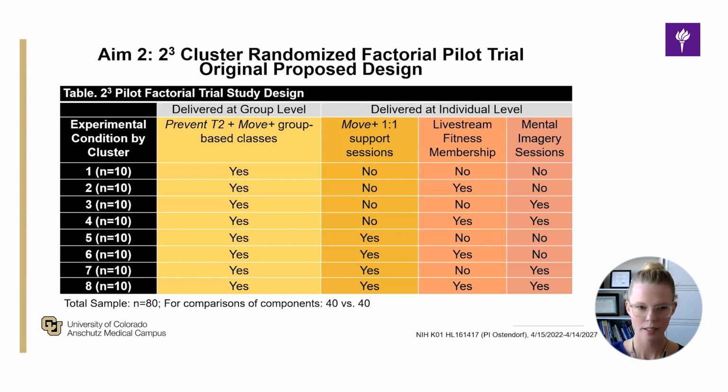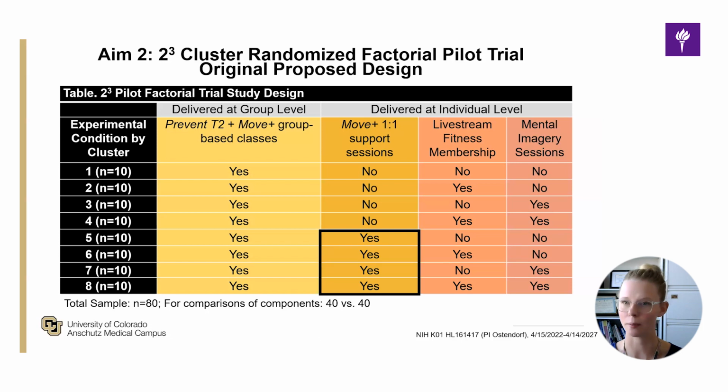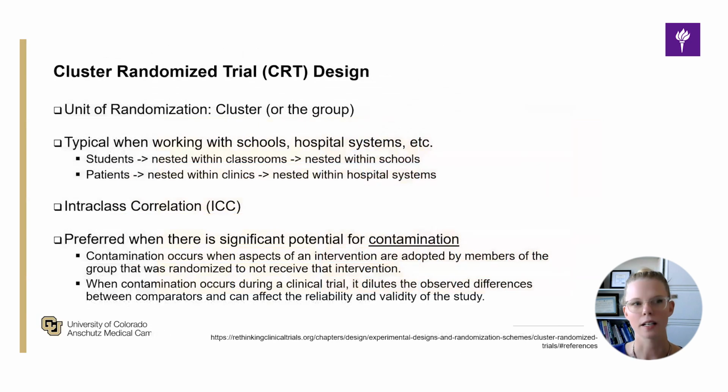And so in the grant, I said, okay, we'll have a sample of 40 versus 40 to compare acceptability and feasibility of each component. And so, for example, for the one-on-one component, we would lump everyone together who got the one-on-one support and compare everyone who didn't get the one-on-one support. And so I chose a cluster randomized trial design in the grant because I was really worried about the risk for contamination. And for those of you who don't know what a cluster randomized trial is, the unit of randomization is at the cluster or at the level of the group.